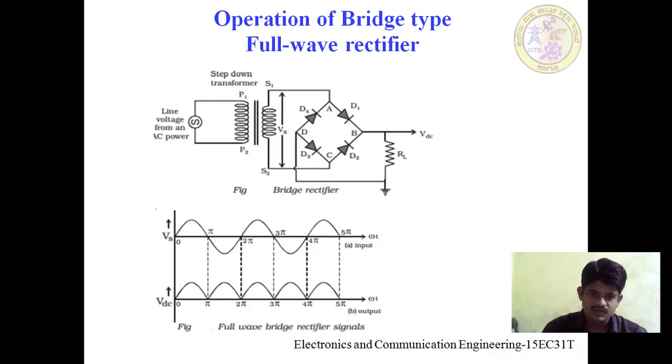See here, in both the half cycles, the current is flowing in the same direction, and RL is experiencing the same direction of current flow.